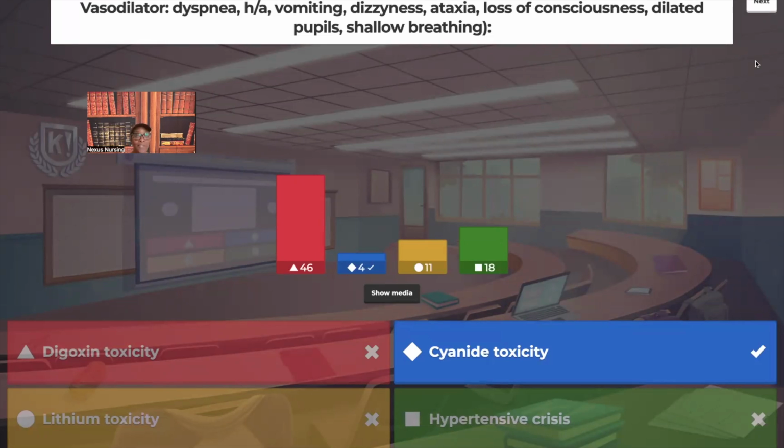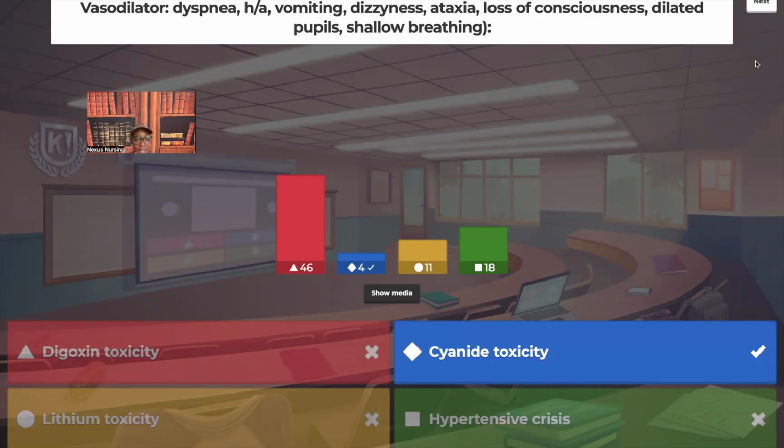Wow. Only 4 people chose the correct answer. Listen, first of all, you guys better know the signs and symptoms of dig toxicity, okay? Those are not signs and symptoms of dig toxicity. Patients with dig toxicity will have blurred vision, yellow vision. Those are other signs. You guys better know the signs of dig toxicity. The correct answer is cyanide toxicity. Guys, you got to know this.